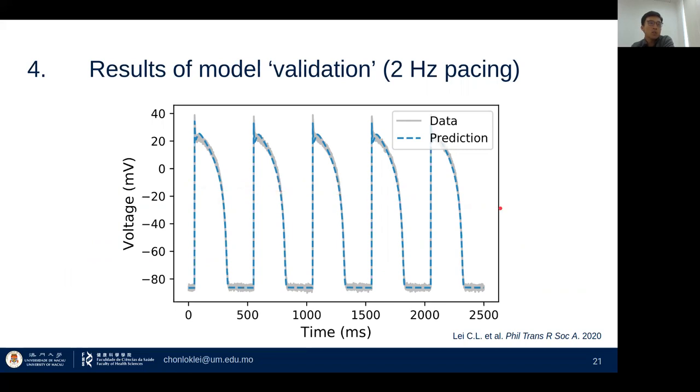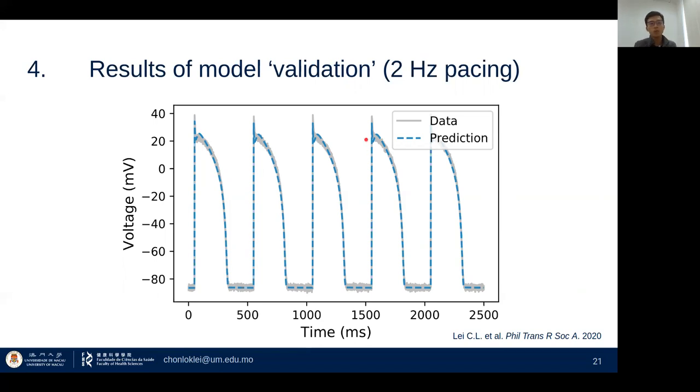Again, 5 action potentials, data showing gray, and the blue dashed lines are the predictions of the model in this validation process. You can see again some bit of discrepancy here in the action potential. But again, if this was real data, I wouldn't ask for more than this. This is an excellent fit and excellent validation if it was real data.